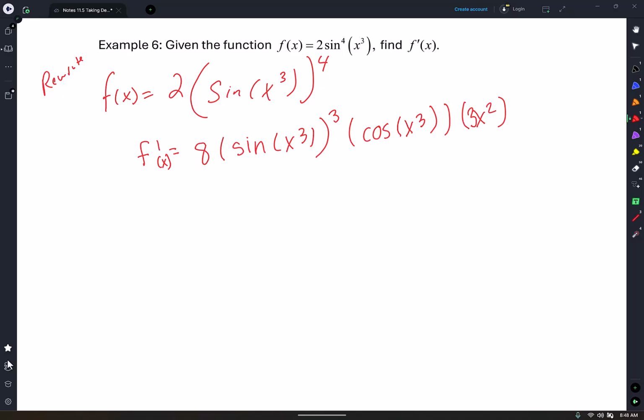I love it. The only thing that I would, but if this were the AP exam, this would be full credit. Make the 3's look like an exponent, you know?